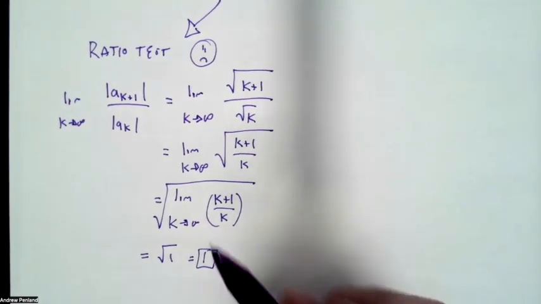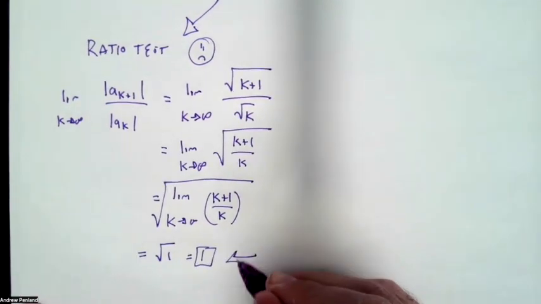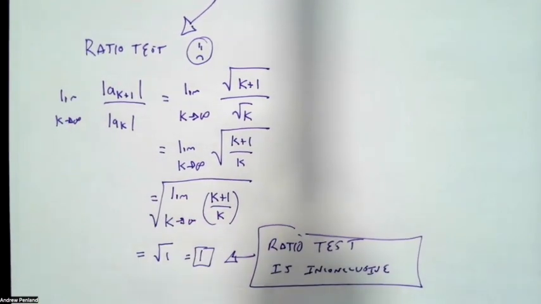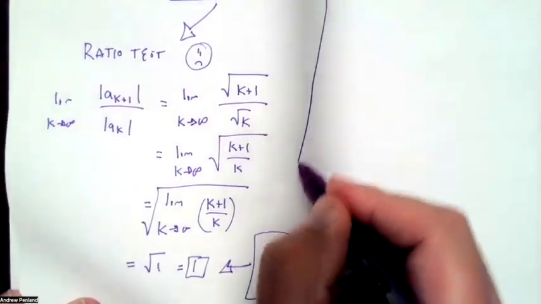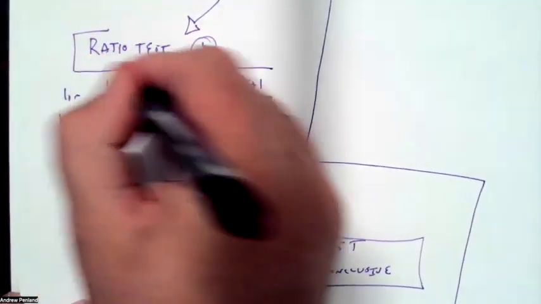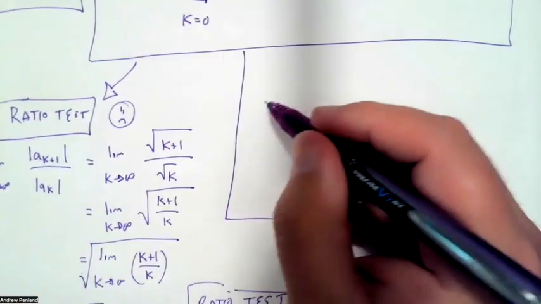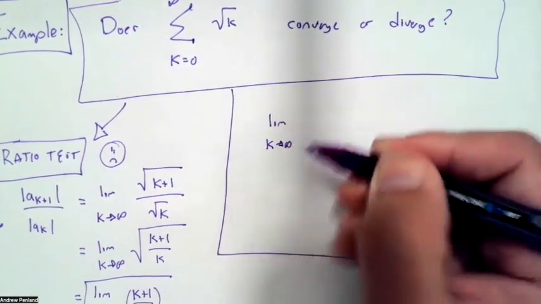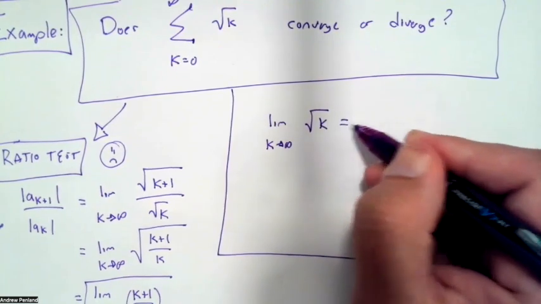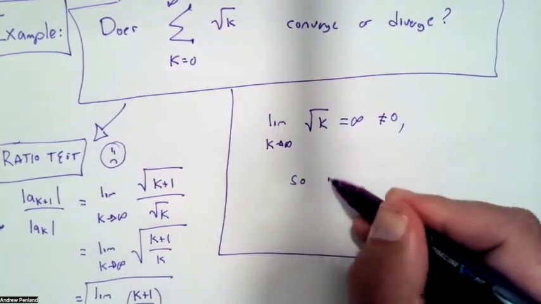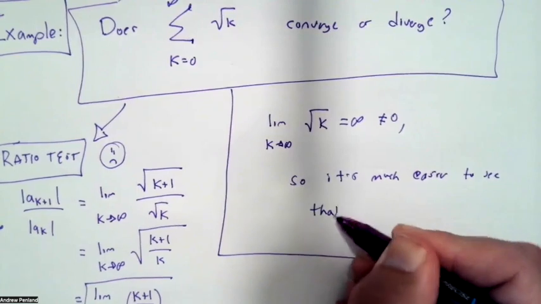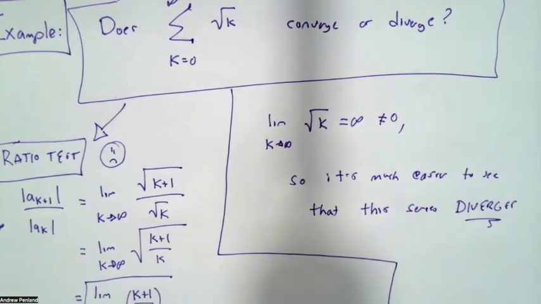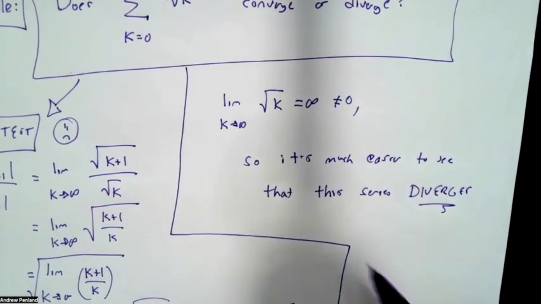Now remember, that means the ratio test is inconclusive, because we're on that boundary case where this limit is equal to 1, we cannot make any conclusions. And actually, it was really silly to use the ratio test, because we could have just done this with the test for divergence. The limit as k approaches infinity of the square root of k is equal to infinity, not 0. So it's much easier to see that this series diverges just by looking at the fact that the coefficients don't go to 0.